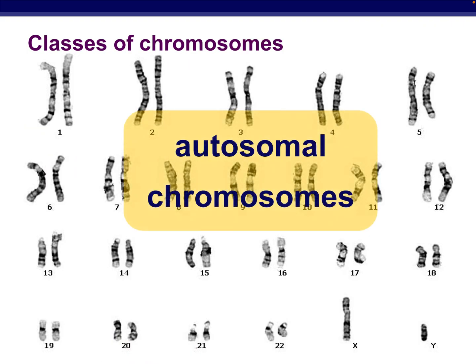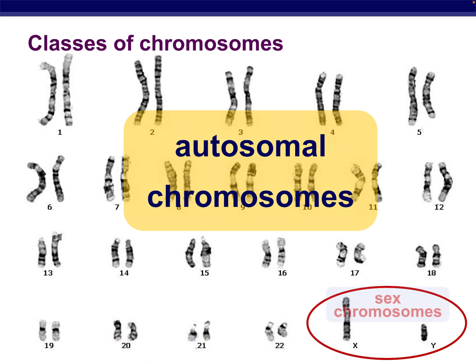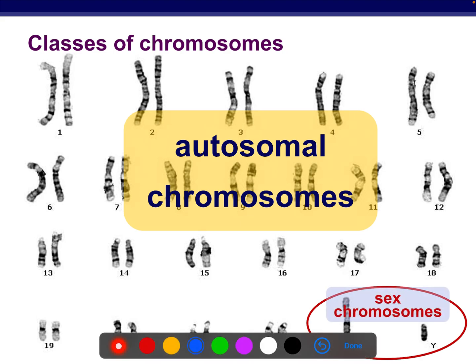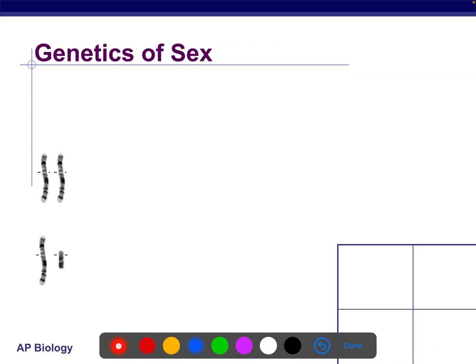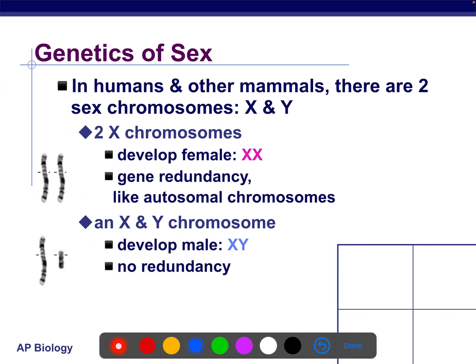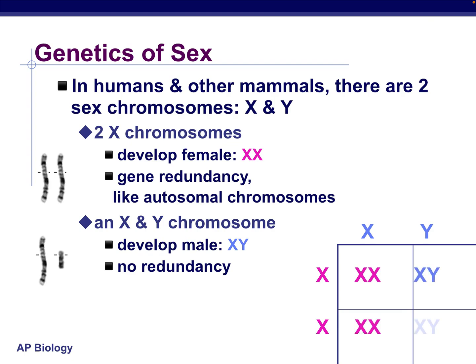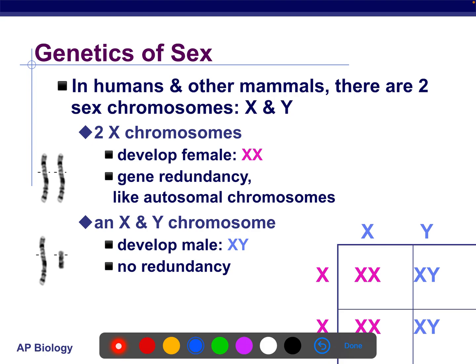Just a little review: autosomal chromosomes are 1 through 22, and then your sex chromosomes are that 23rd pair down there. Now, if two humans come together, we know that a male has an X and a Y, and a female has an X and an X. If you put that on a Punnett square, you would have a 50% chance of having a female and a 50% chance of having a male.